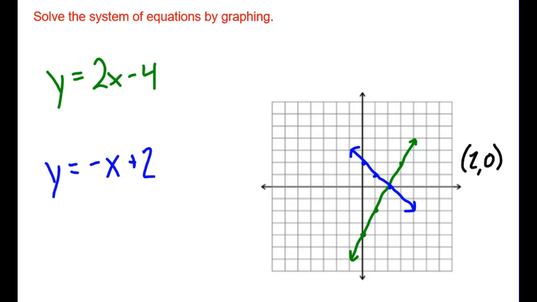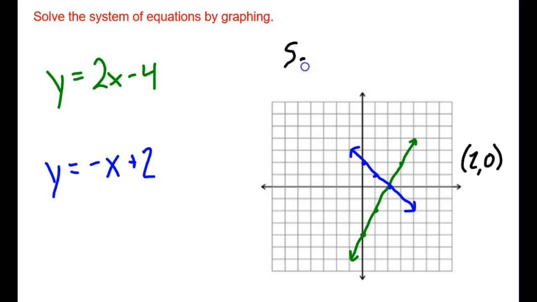How we can check and see if that is actually true: plug that ordered pair into each of these equations. So if I plug 2 in for x in my first equation, 2 times 2 is 4, 4 minus 4 gives me 0, the y value. Plug it into the second equation, -2 plus 2 gives me 0. So the point of intersection is the ordered pair (2, 0).